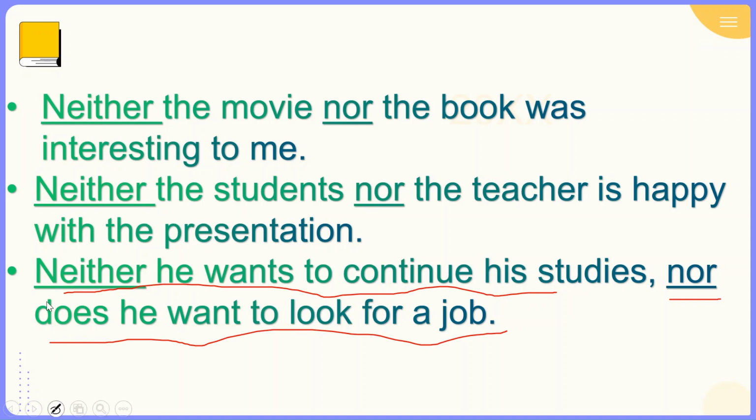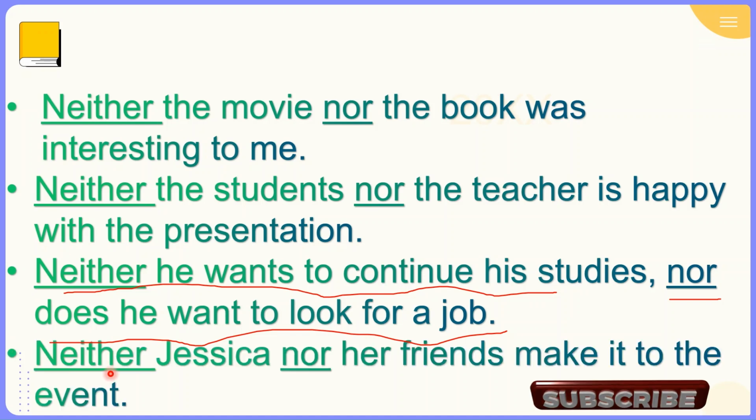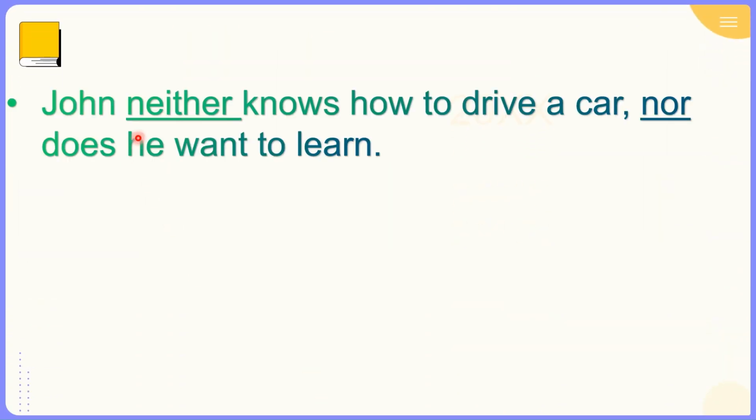Let's take some other examples. Neither Jessica nor her friends made it to the event. So this means both did not attend the event, negating both options. John neither knows how to drive a car, nor does he want to learn it. This means he does not want to do both, negating both options.